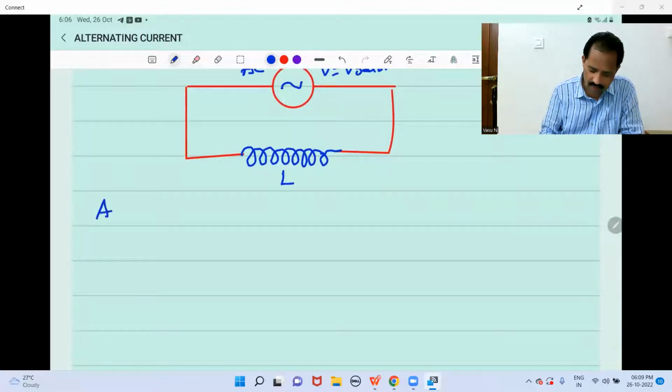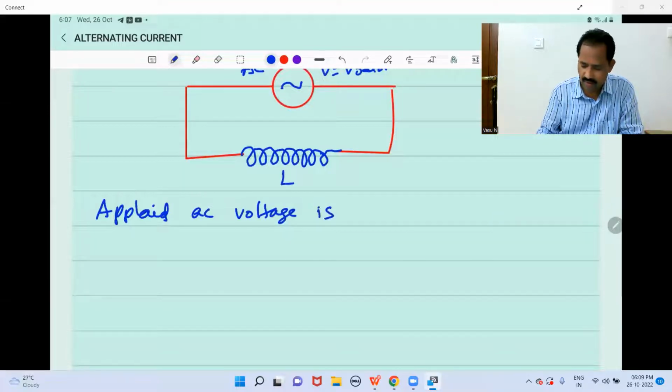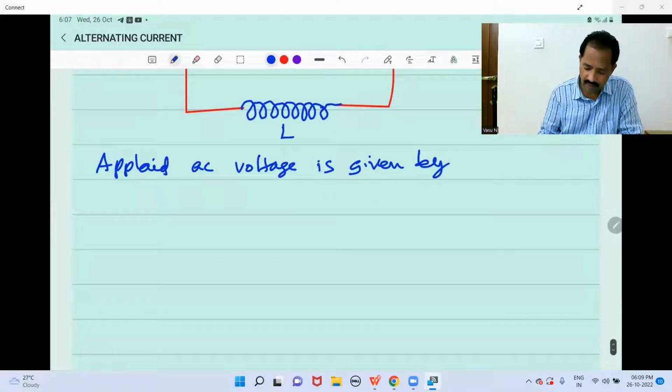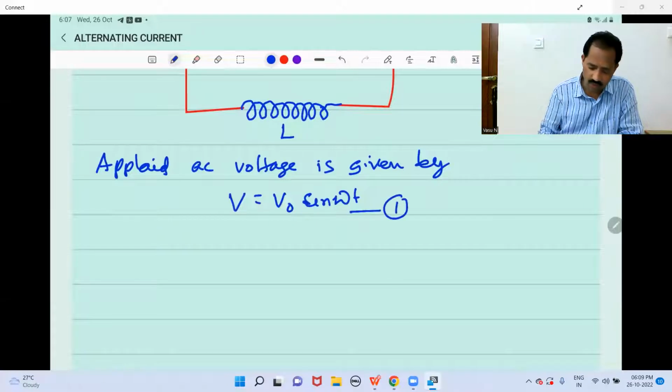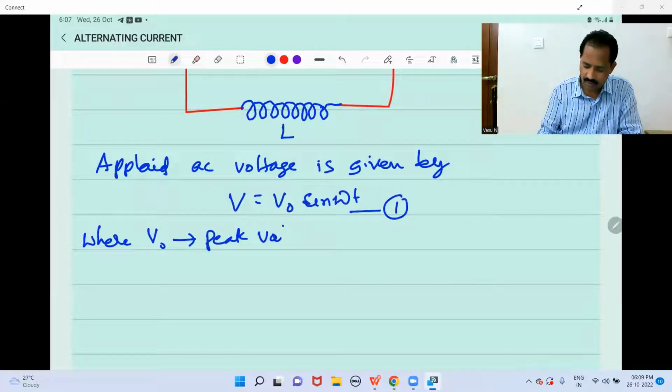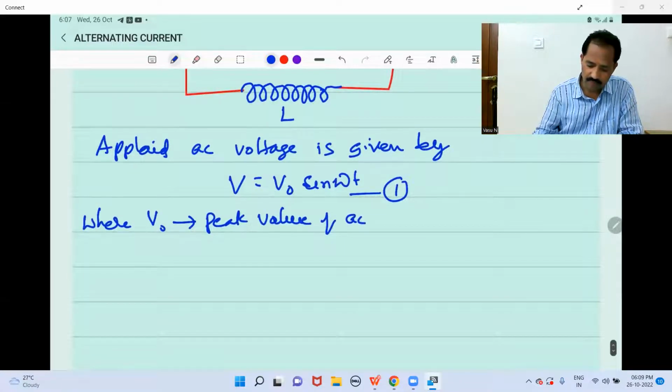See, the applied AC voltage is given by V = V0 sin omega t. Equation number 1. Where V0 is called the peak value of AC, the peak value of voltage. You can write either peak value of AC or peak value of voltage.